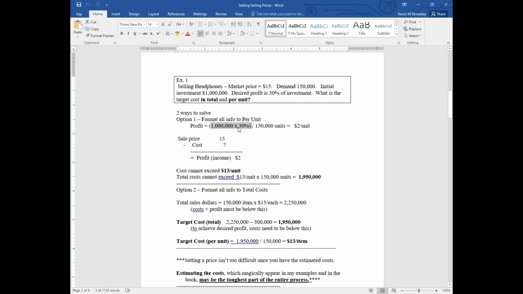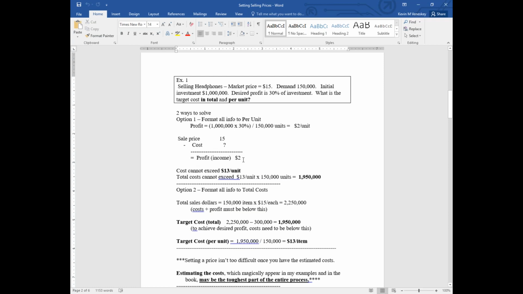And if I want to spread the 300,000 over 150,000 units, 300,000 divided by 150,000 units is $2 a unit. So then I can come down here and make this very easy, I think, income type statement where you take your sale price minus your cost to get your net income. Well, we now know two of the three numbers, so we can solve for the third one.